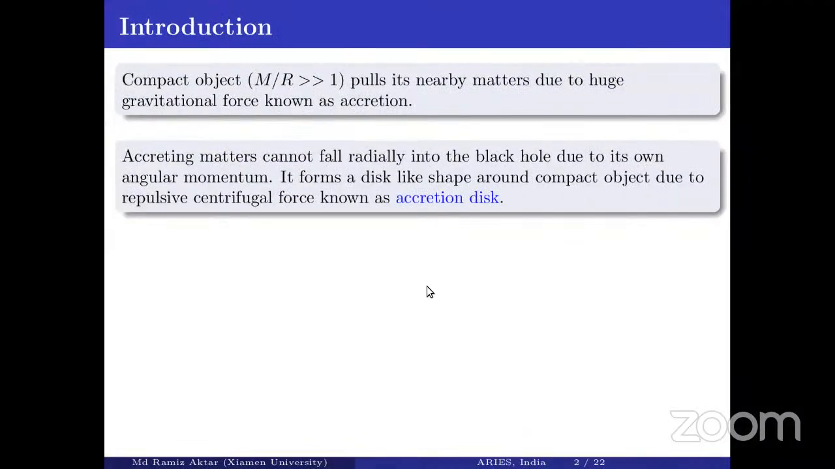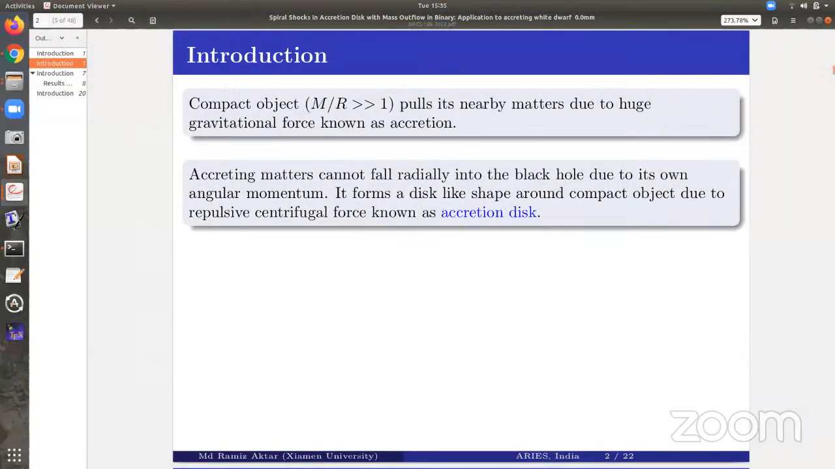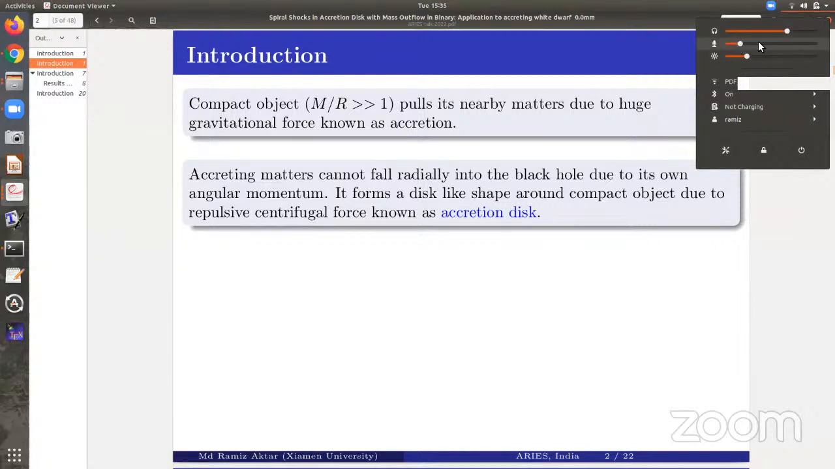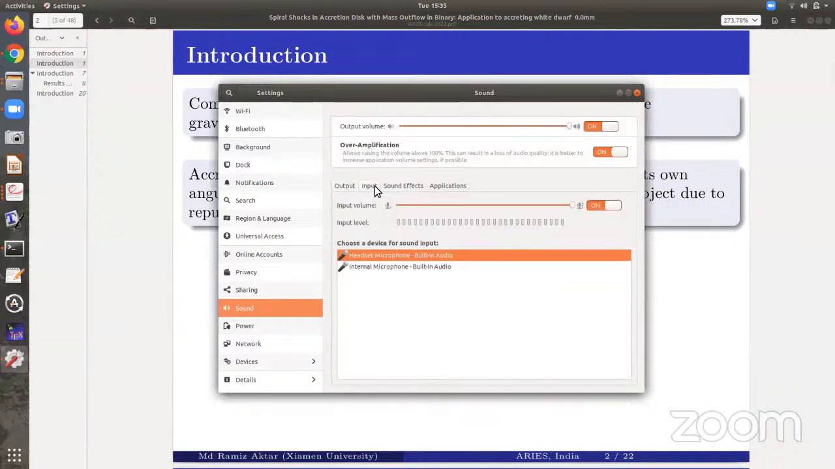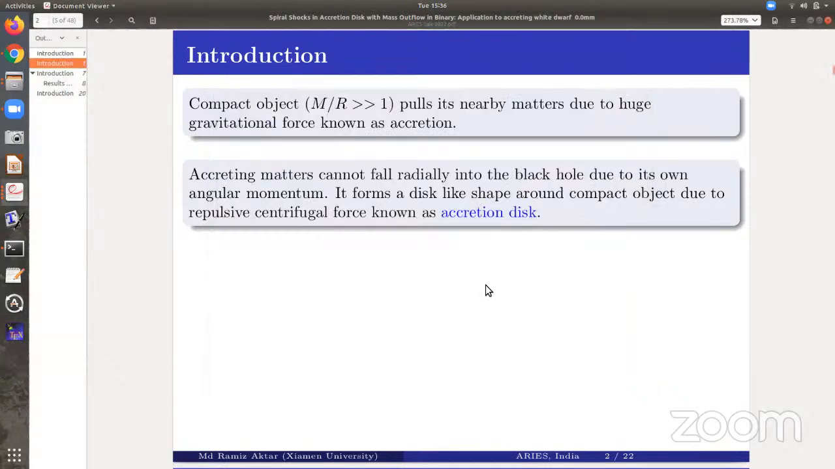Yeah. So accreting matter also has some finite angular momentum. Again it drops. Okay. I don't know what is happening. You increased too much, then your background noise is coming. Okay, let me just check. It's okay now. Yeah, so maybe some technical difficulties.